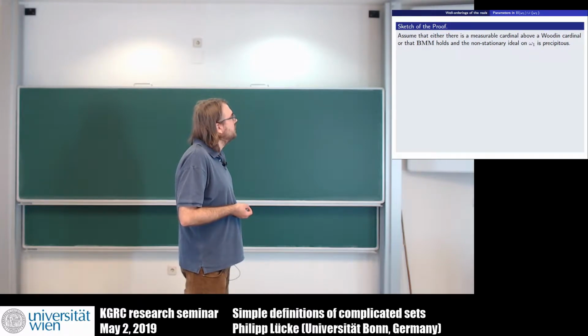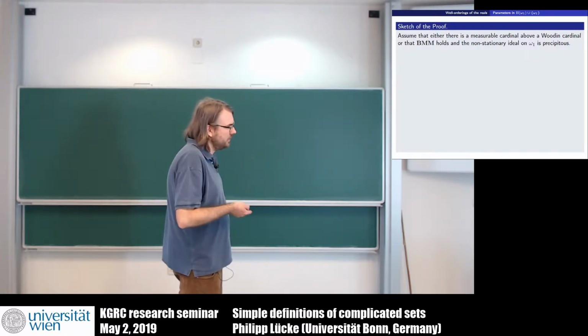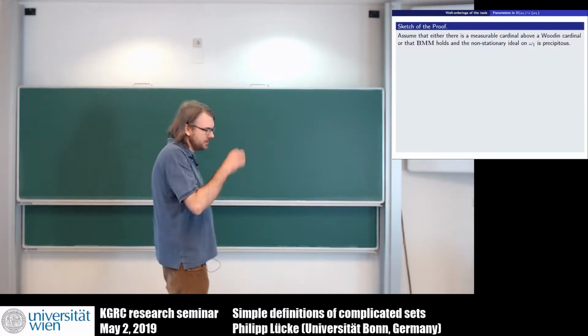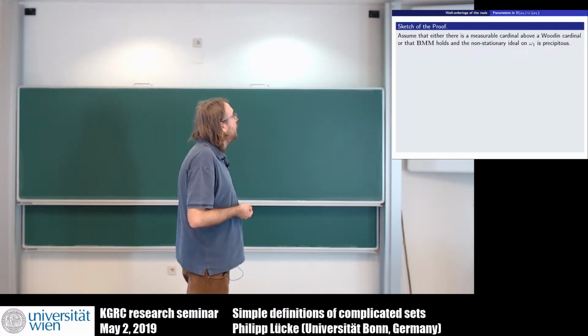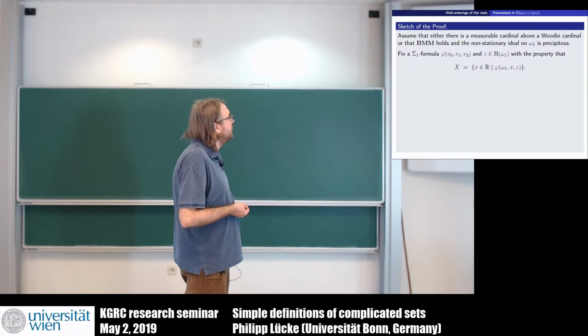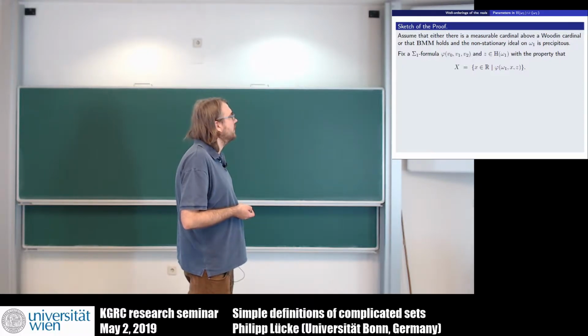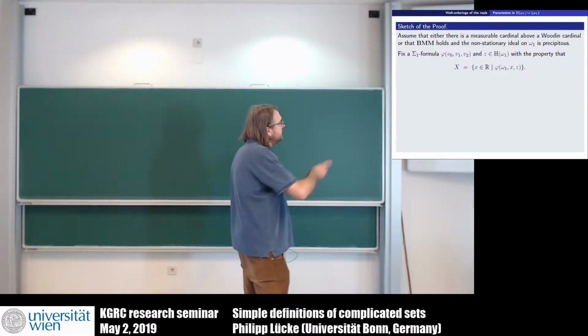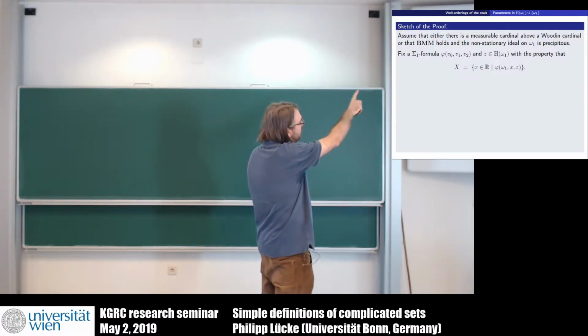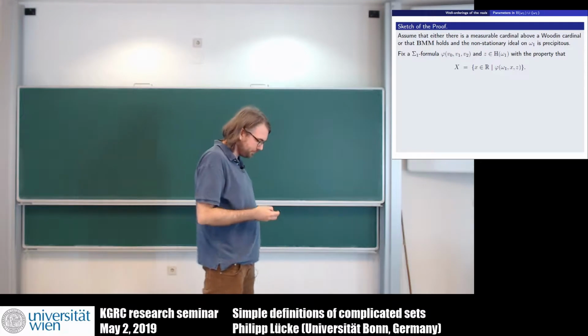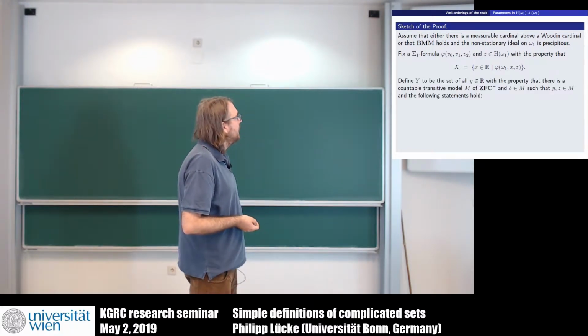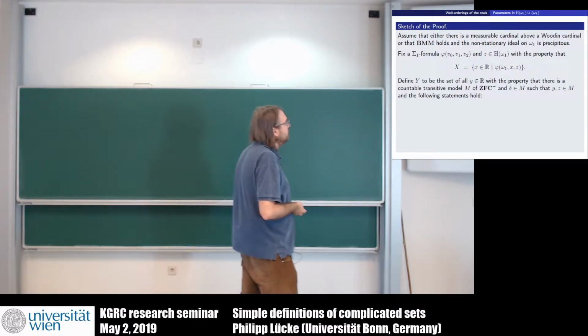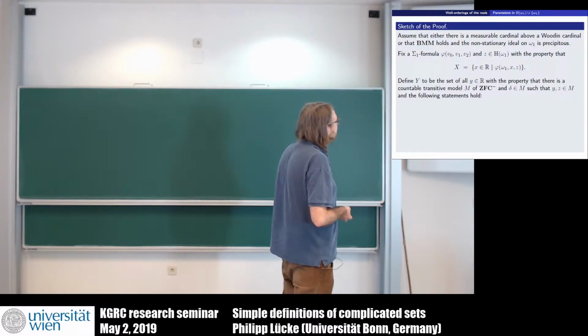So we assume that either the first or the second assumption holds, and the case for precipitous ideal plus measurable cardinal is very similar. So we fix some sigma-1 formula and some parameter from H omega 1, and we look at the set that's defined by the sigma-1 formula, this parameter z and omega 1, call it x. And now we define y to be the set of all reals with the following property.